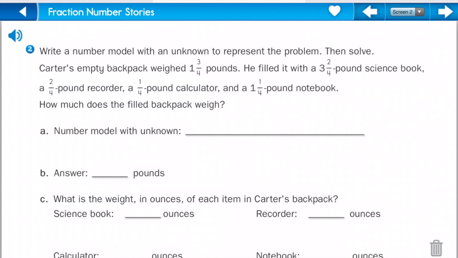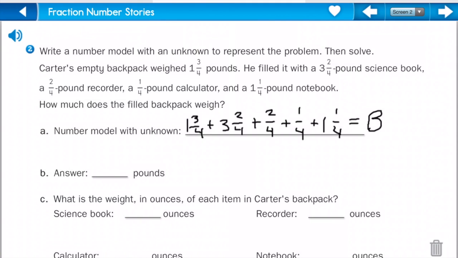So the first thing we're going to do is take all these numbers and add them together. So we're going to do 1 3/4 plus 3 2/4 plus 2/4 plus 1/4 plus 1 1/4 equals B. Okay, now we're going to need to add these all together.